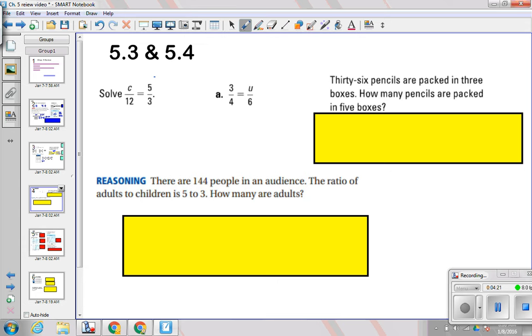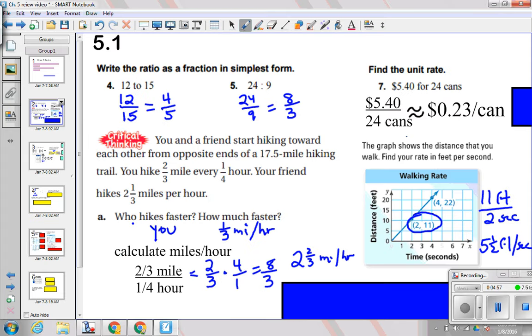In 5.3 and 5.4, we wrote and solved proportions. So for the first group, decide what is your best method. We learned 3 different methods. In this case, I look at my denominators, and I can easily multiply 3 by 4 to get an equivalent ratio. So let me do the same to my numerator and multiply 5 times 4 to get that C is equal to 20 in this case.